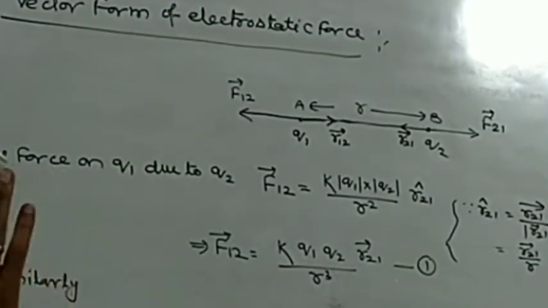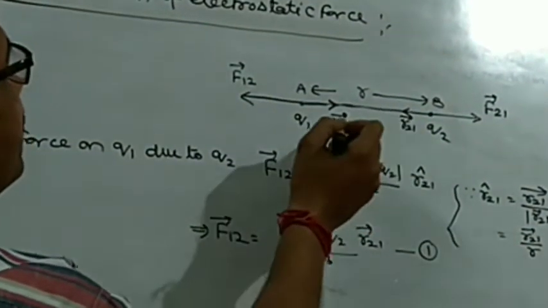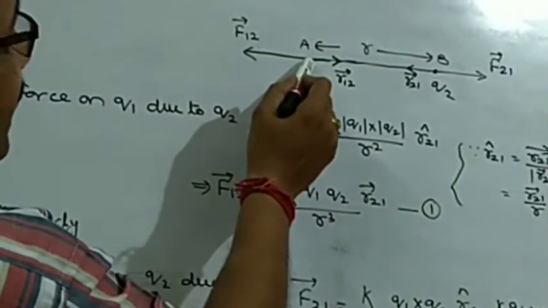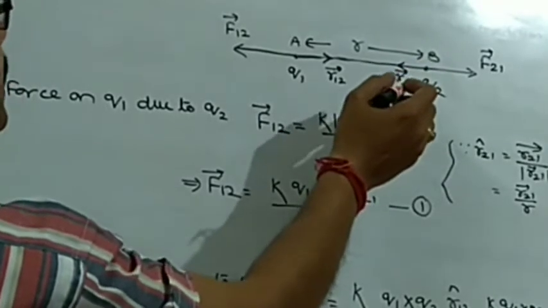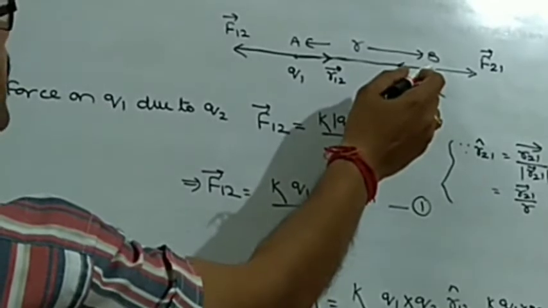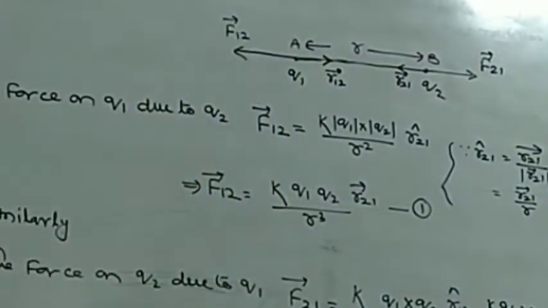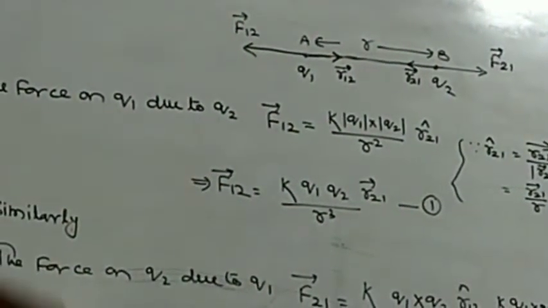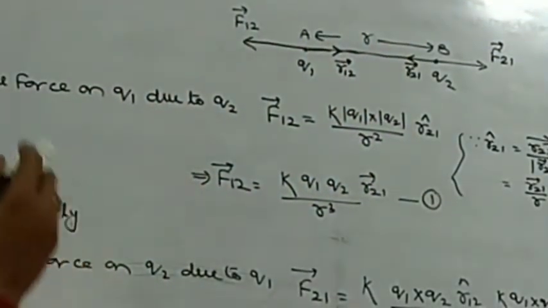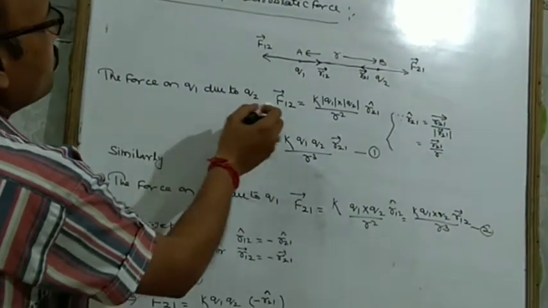Here r12 and r21 are two vectors. Both vectors have the same magnitude, but there is a difference between them. This vector starts from point A and goes up to point B, and this vector r21 starts from point B and reaches point A. This is the only difference, meaning both are the same in magnitude but opposite in direction. So first of all we have to find out the electrostatic force on Q1 due to Q2.